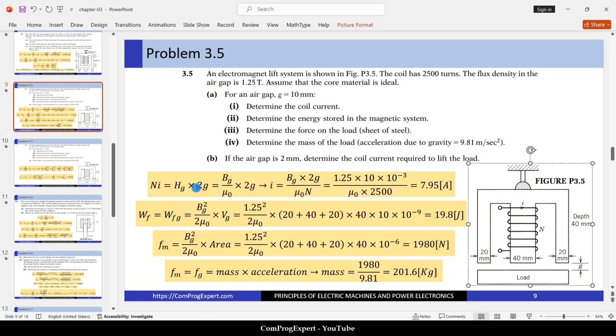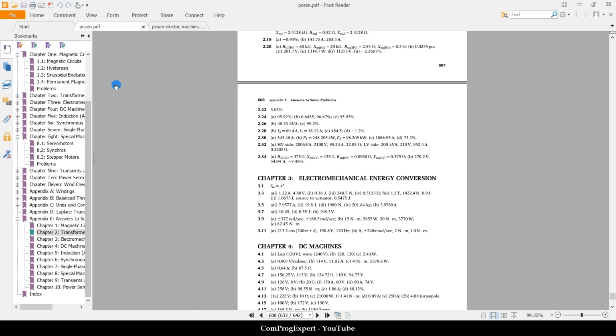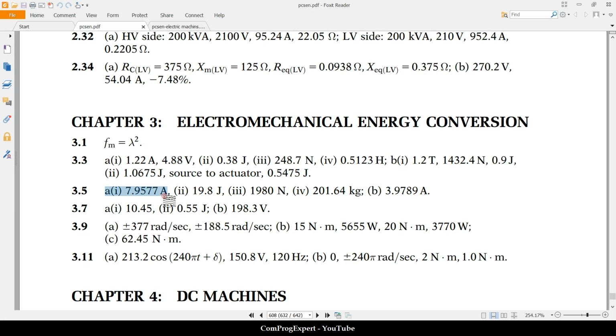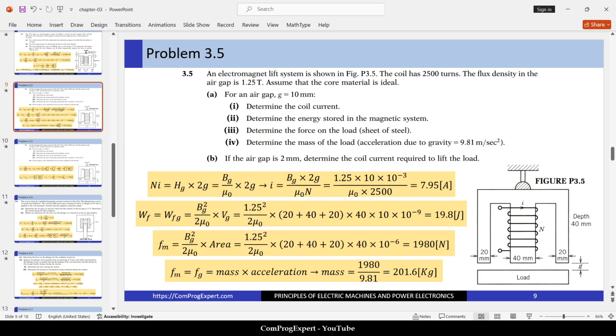So what is the value of the current? It is B gap times 2 times gap divided by mu 0 N. You can replace the numbers. The value of the coil current will be 7.95 amps. Let's check the numbers here for chapter 3. 7.95, the value of the current for the first part of part A, right?